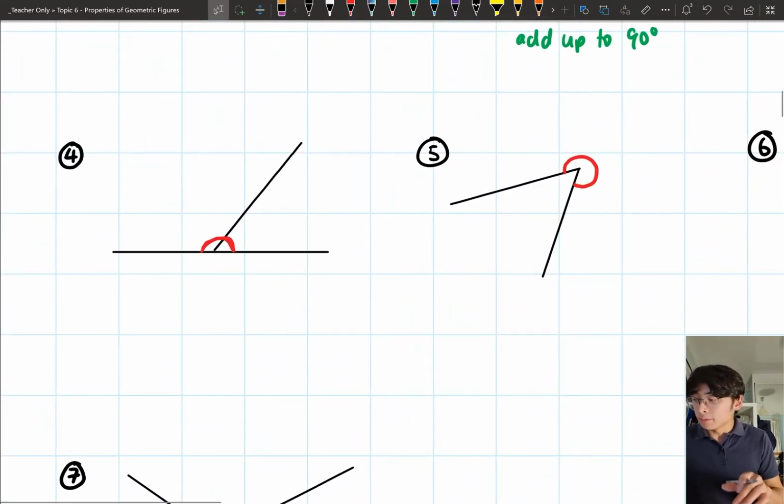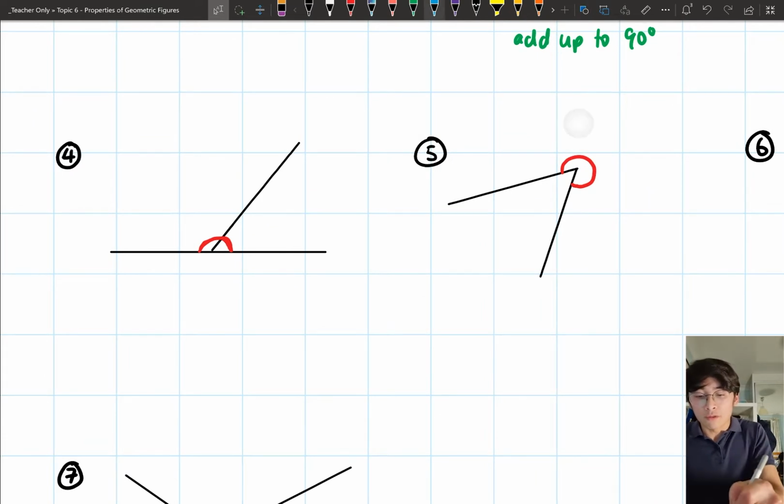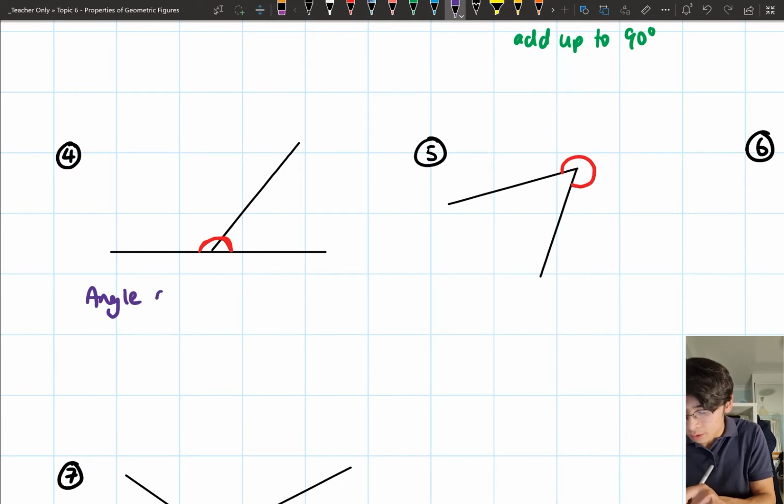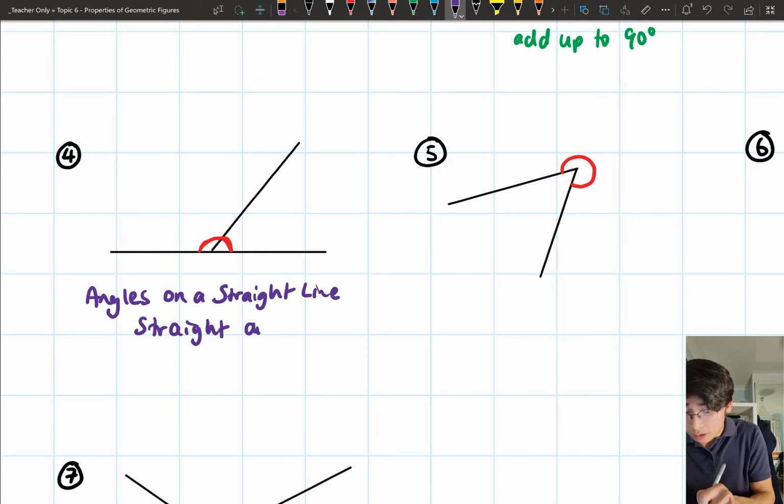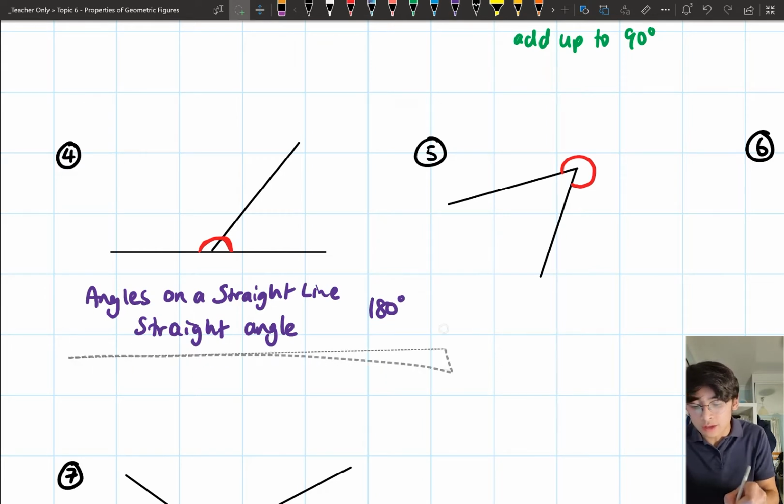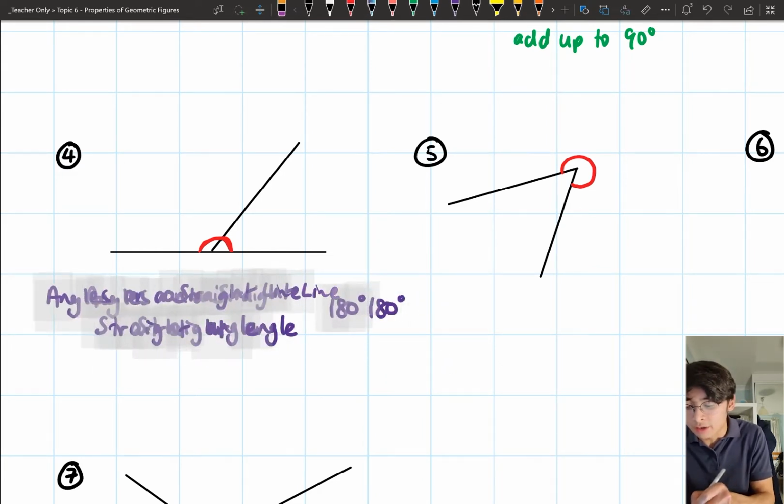The fourth one, there's a few ways that you can refer to this particular angle. I call this angles on a straight line, or you could also call this a straight angle. And if you have a look here, angles on a straight line add up to 180 degrees. So if you see a straight line, that means that the angles on that line add up to 180 degrees.